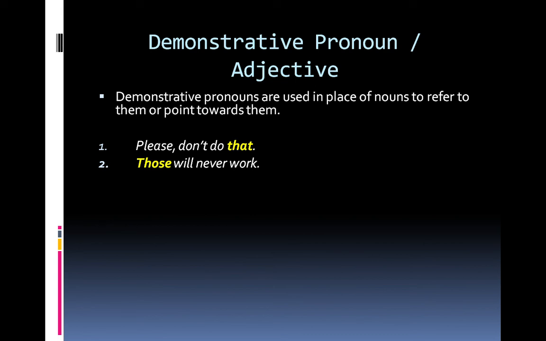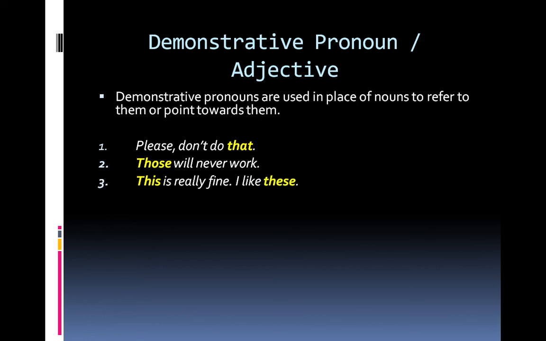Those will never work. What's the subject of this sentence? It's those. So, being the subject of a sentence makes it a pronoun. It points towards a noun, but at the same time, it has taken the place of that noun, so it's demonstrative pronoun. Those is the subject, work is the verb.